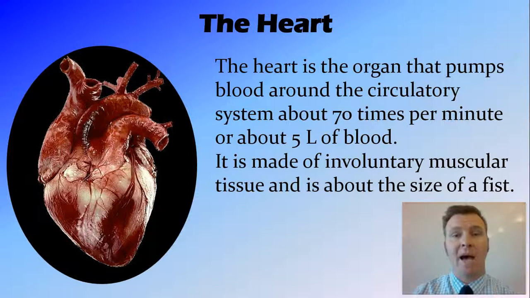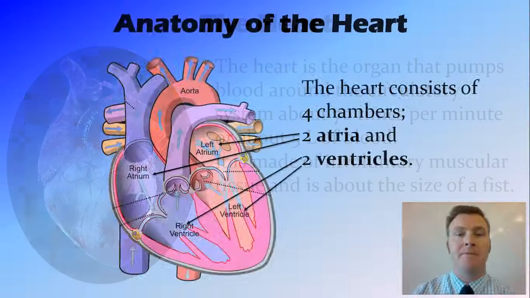Now, it pumps about 70 times per minute. This obviously changes depending on how fit you are, how old you are, and whether you're doing exercise or not. At that resting rate of about 70 times a minute, it pumps 5 litres of blood in that minute. Now, the body only has 5 to 6 litres of blood, which means it only takes a little over a minute for the blood to travel all the way around the body through both of the circuits. And we'll look at those circuits in a minute.